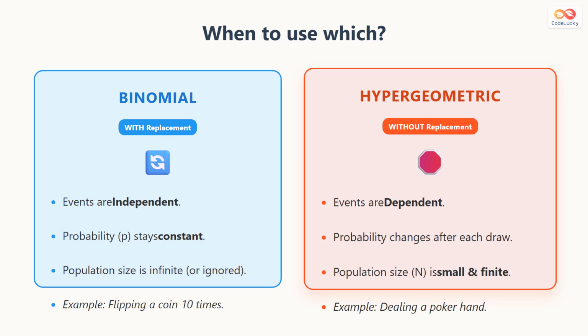A common confusion is between the binomial and hypergeometric distributions. The rule of thumb is simple. If you put the item back after drawing it, or if the population is massive, use binomial. But if you keep the item out, meaning without replacement, and the population is small, you must use hypergeometric. In these cases, one draw affects the next.